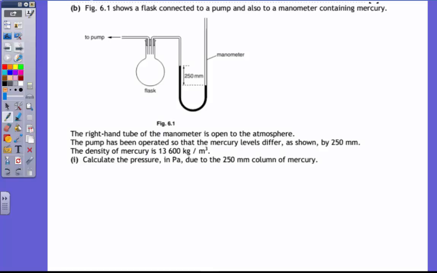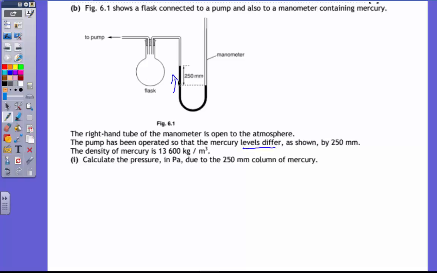Figure 6.1 shows a flask connected to a pump and also to a manometer containing mercury. The right-hand tube of the manometer is open to the atmosphere. The pump has been operated so that the mercury levels differ. We remember that manometers give us the pressure differences. In this part, when we remove the air from the flask, the atmospheric pressure pushes the mercury to this side.